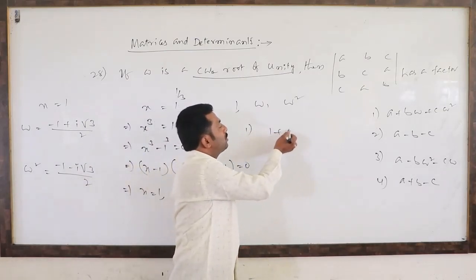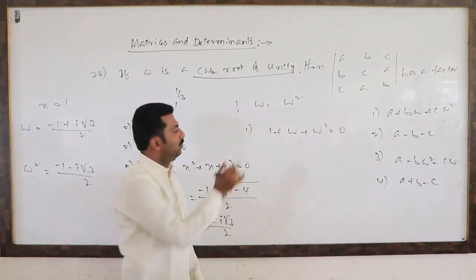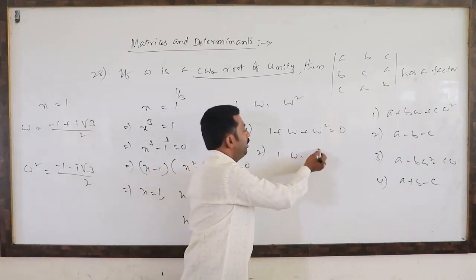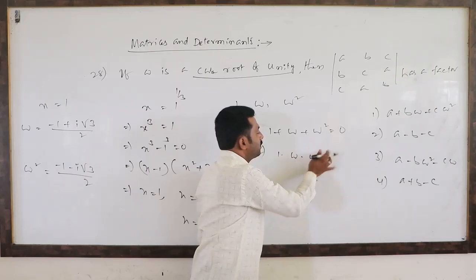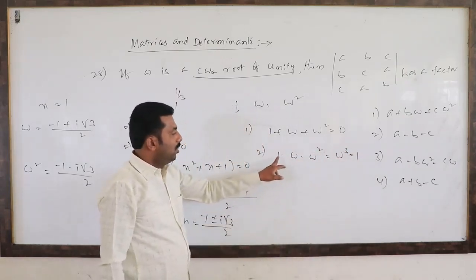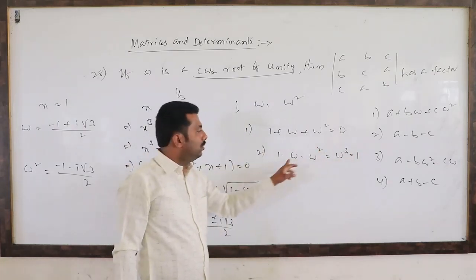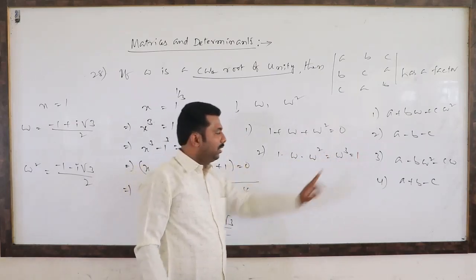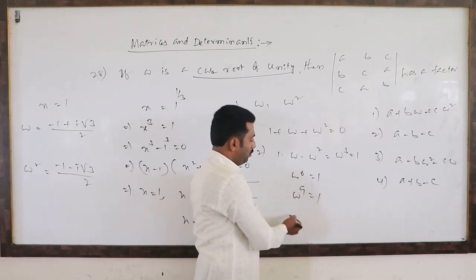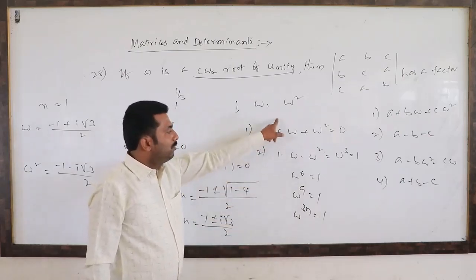Sum of the cube roots of unity, 1 plus omega plus omega square, value 0. Second property: product of the cube roots of unity. If you multiply all these, what will you get? Omega cube value 1, which means 1 into omega into omega square. If you multiply, 1 only will come. So omega cubed value 1. Omega power 6 also 1. Omega power 9 also 1. Omega power any multiple of 3 is 1. So you remember these properties.